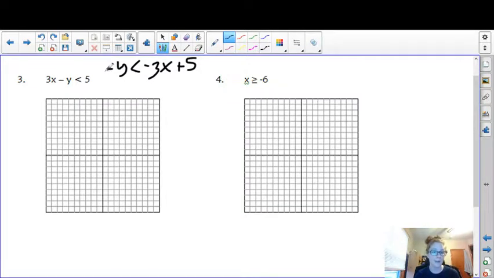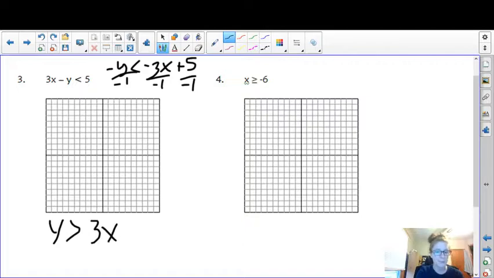Next, I see I have a negative sign, so I have to undo that negative by dividing every single term, and that's not a 7. Now, if you remember back in your Math A days, when I divide by a negative, I flip the inequality sign as well. So my new one, and I'm going to write it down below because I'm starting to run out of space: y is greater than 3x minus 5.